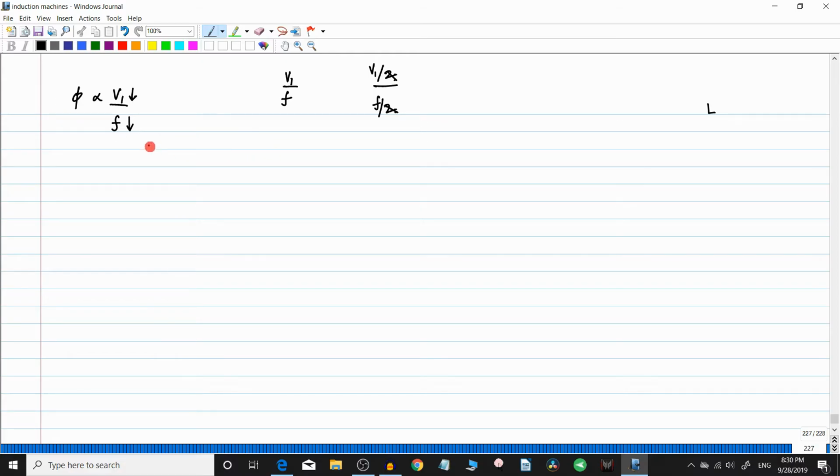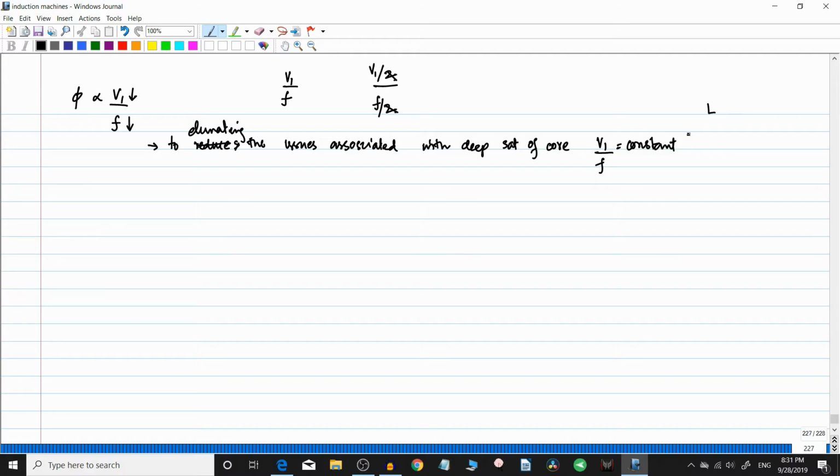Okay, so to eliminate the issues associated with the deep saturation of the core, V1 by F has to be constant. We are not reducing, we are eliminating the issues. V1 by F has to be constant. Okay, so this is very important.